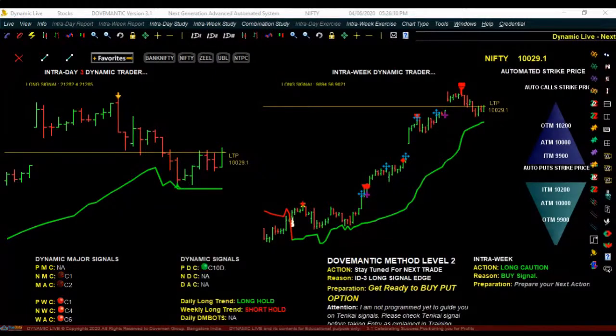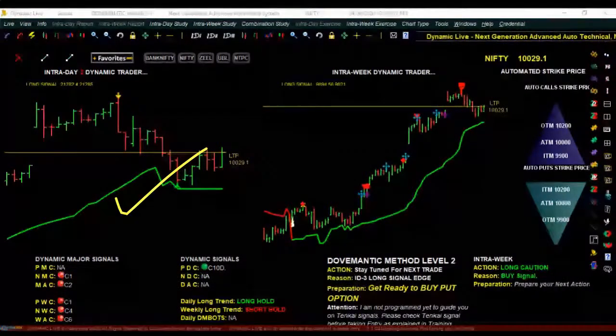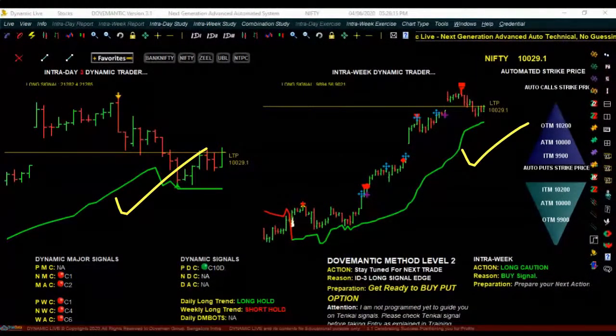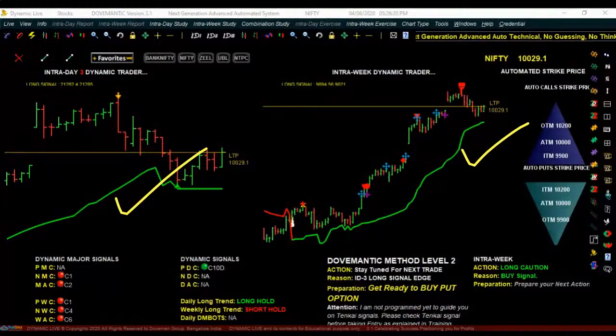So whenever it tells us to buy a call option or to buy a put option, before we do the trade, check the intraday 3 long signal and check the intra-week long signal. If both are in your favor, if they both are supporting you, then no thinking, no guessing, just go ahead and do the trade. But if they both are not supporting, even if any one of these two long signals is not supporting, if there is a mismatch, then you are supposed to check the Tenkai signal.